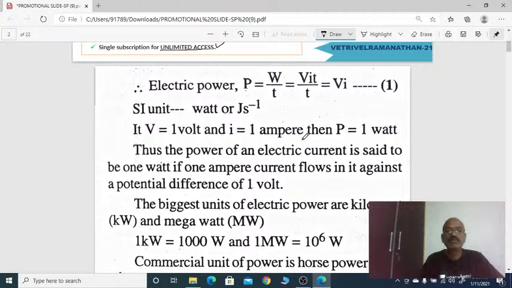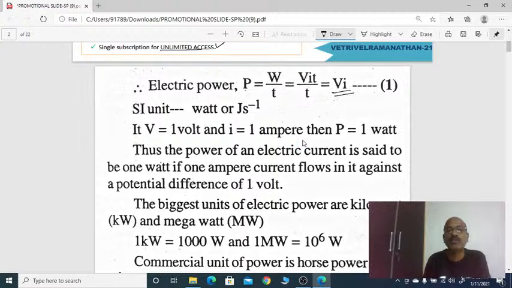Good afternoon, all. Yes, today's session is electric power. We all know electric power is the rate of doing electric work, W by T. Work done we can write as VIT, that is V into I. So the SI unit of electric power is watt or joule per second, work by time. The bigger units of electric power are kilowatt and megawatt.